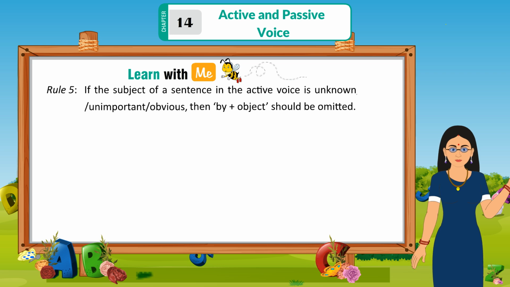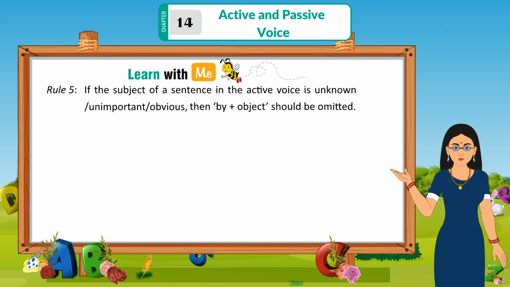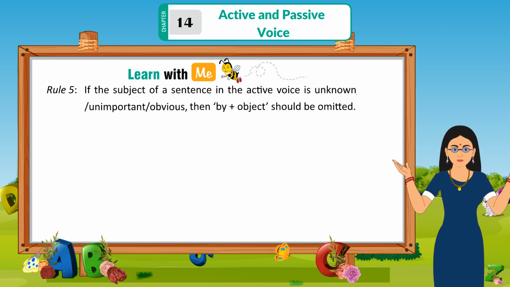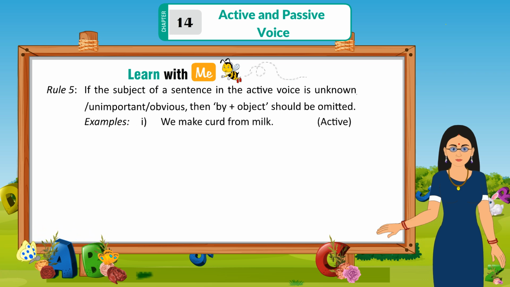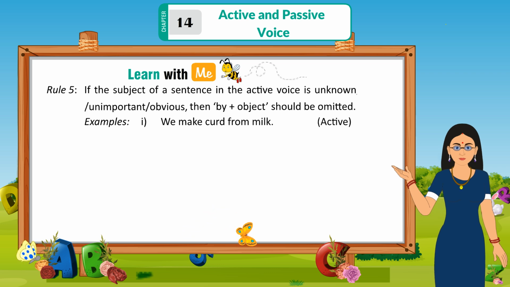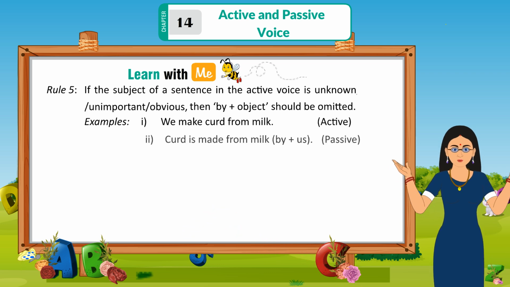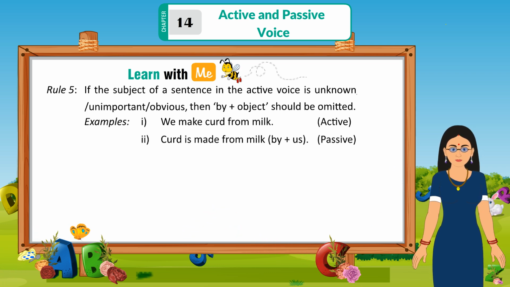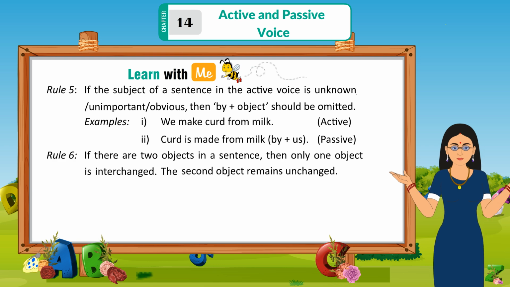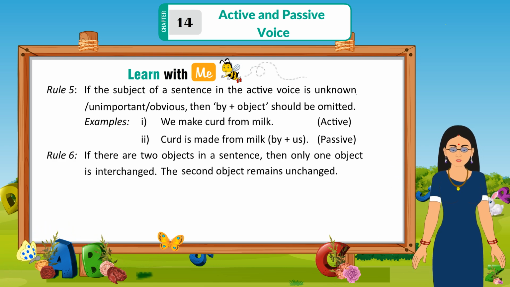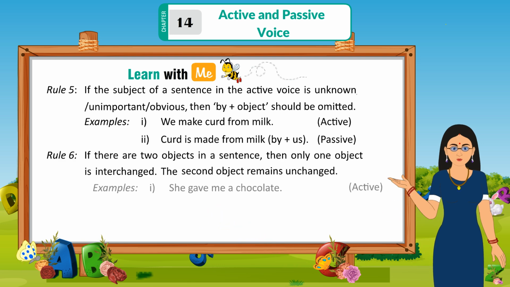Rule 5. If the subject of a sentence in the active voice is unknown, unimportant, or obvious, then by plus object should be omitted. Examples. We make curd from milk. Active. Curd is made from milk. By plus us. Passive. Rule 6. If there are two objects in a sentence, then only one object is interchanged. The second object remains unchanged.